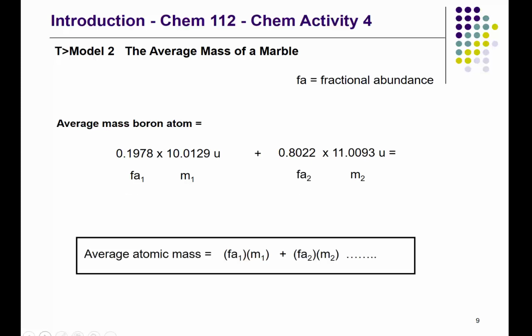Here is the general equation. If there are more than two isotopes, simply extend to Fa3M3, Fa4M4, etc. This equation is not found on your formula sheet. Therefore, you may wish to add it for later reference.